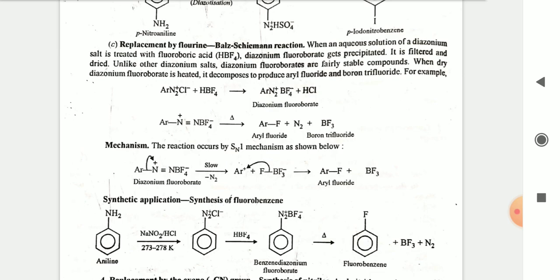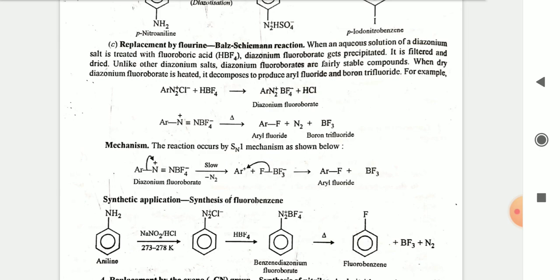For example, ArN2+Cl- plus HBF4 will give diazonium fluoroborate, ArN2+BF4-. In the presence of heat, it will give aryl fluoride plus N2 plus boron trifluoride. Mechanism: the reaction occurs by SN1 mechanism as shown below. Diazonium fluoroborate slowly releases N2 and gives aryl fluoride.